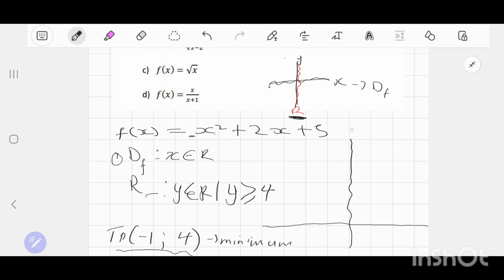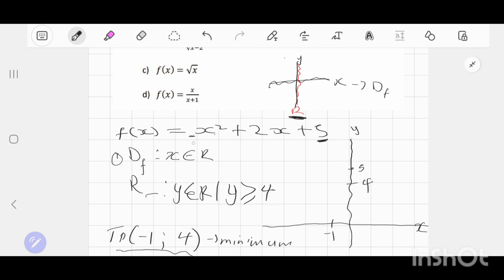This will represent our y-axis, and this will represent our x-axis. Remember, we have our turning point. Our turning point is negative 1 and then 4 again. And you can see that we have the y-intercept as 5 here. That's 5. So that's where the graph will intersect above our y-axis.